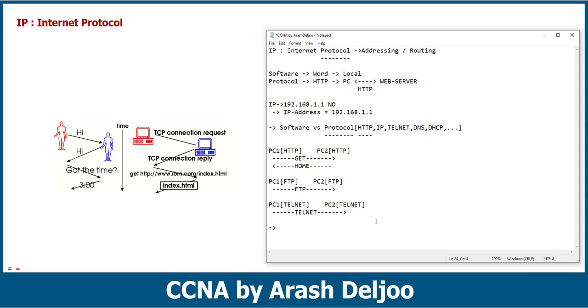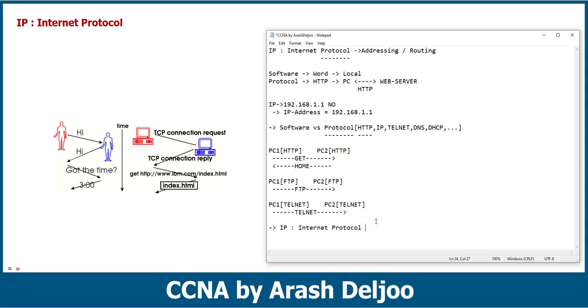Now it's time to talk about one of the protocols that is the topic of this video, the IP. IP is a protocol, or internet protocol. This is the abbreviation of the internet protocol. In many cases, we don't say the internet protocol, we say only IP. First, what is the IP?